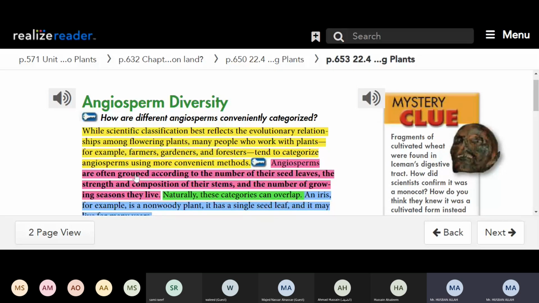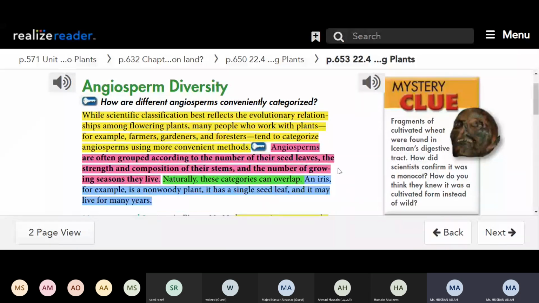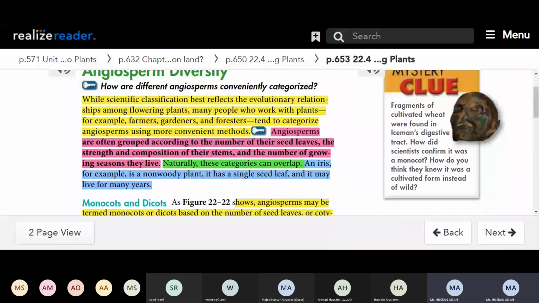Angiosperms are often grouped according to the number of their seed leaves, the strength and composition of their stem, and the number of growing seasons they have. So angiosperms are divided based on 3 main categories. What are the 3 main characteristics on which they are categorized? First, and the most important, is the number of leaves in the seed. They are monocot or dicot. This is the first important property.